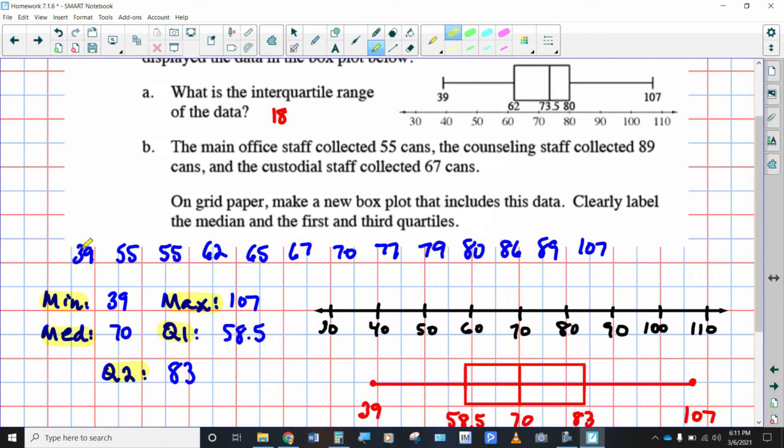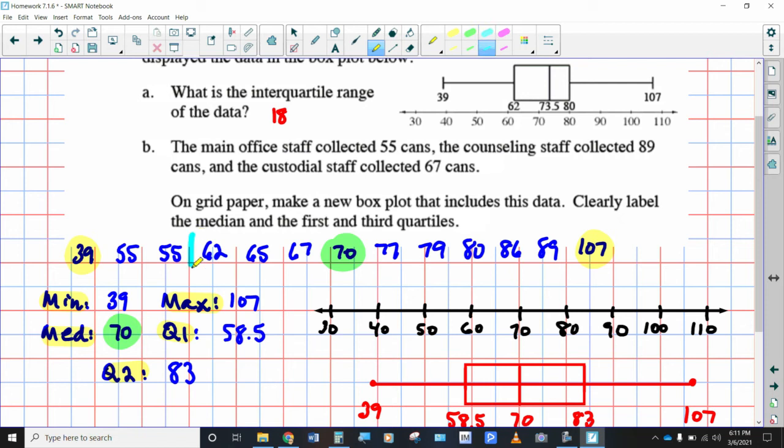So start with the minimum. That's easy. 39. Go to the maximum. That's easy. That is 107. Now find the number that's in the middle. If we had 13, then half of 13 is what, 6.5. So 1, 2, 3, 4, 5, 6. This number must be in the middle. 1, 2, 3, 4, 5, 6. That's the median.